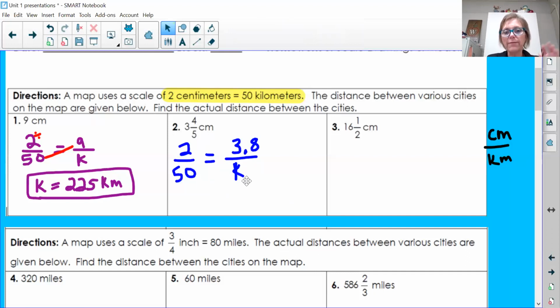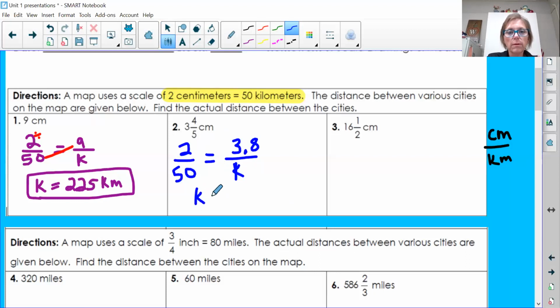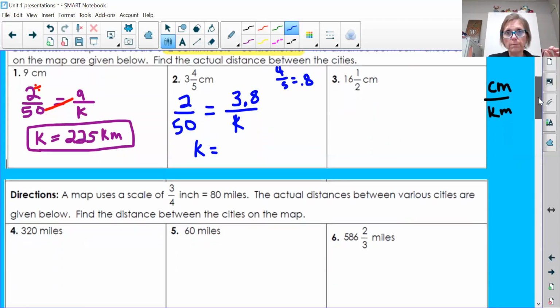The first answer is 225, so I'm going to leave you to do that. So I'm going to write K equals. Okay, you type out 3.8 times 50 divided by 2, and you get the answer yourself. Okay, now over here, 4 divide 5 gave me that 0.8. And that's what I need to stick on the side of the 3. Okay, you have to do this yourself. 2 over 50 equals 16 point something, and then K on the bottom, and you figure it out, and the answer again is in the stream.